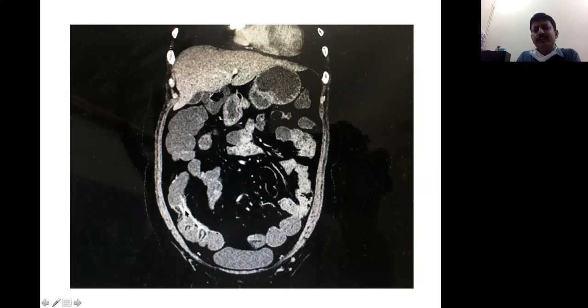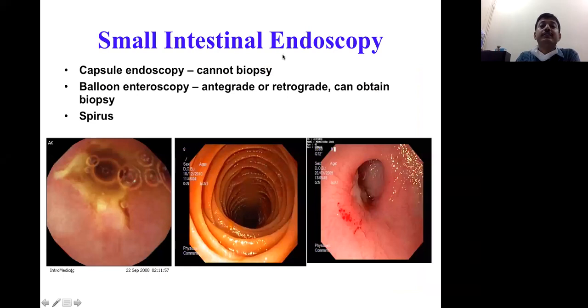In olden days, our option was to go for a laparoscopy or laparotomy, but now we have endoscopes for the small intestine. Now the problem with these endoscopes is they may not be able to traverse the entire small intestine. They may be able to go up to 2 to 3 meters max actually. So that's why these are used as a second step.